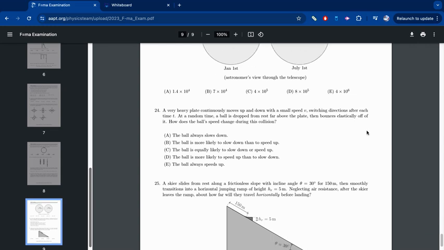For problem number 24, we have a very heavy plate that continuously moves up and down with a small speed v, and switches directions after each time t. At a random time, a ball is dropped from rest above the plate and then bounces elastically off of it. You want to figure out how the ball's speed changes during this collision.